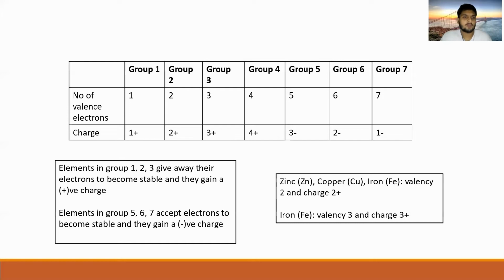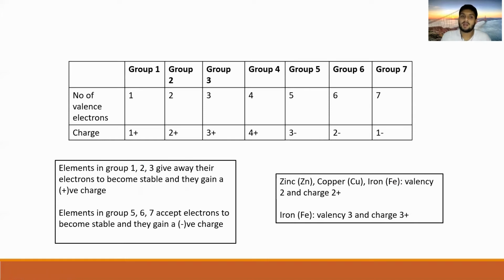The important thing here is you would need to know the number of valence electrons. Valence electrons is just another name given to the outer shell electrons. Without saying outer shell electrons, we can just say valence electrons. So you can see group 1 has 1, group 2 has 2, group 3 has 3, group 4 has 4, group 5 has 5, group 6 has 6, and group 7 has 7 valence electrons.